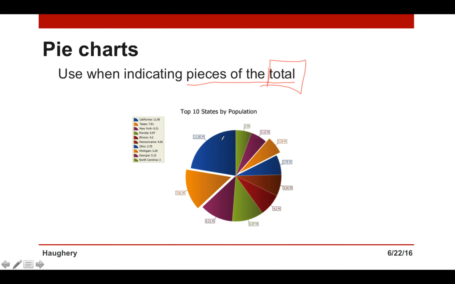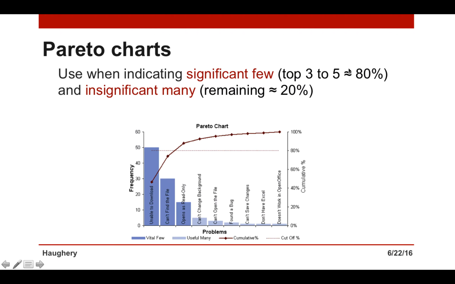And so we have a pie chart here. We can have the pieces exploding out if we want; we don't have to. We can have the key here, and we can have the values next to it. But the key point is that it indicates pieces of the total, just like pieces of a pie.